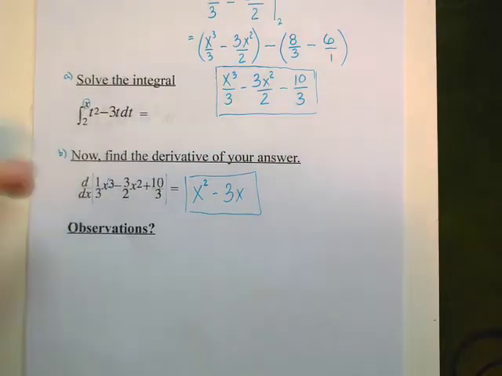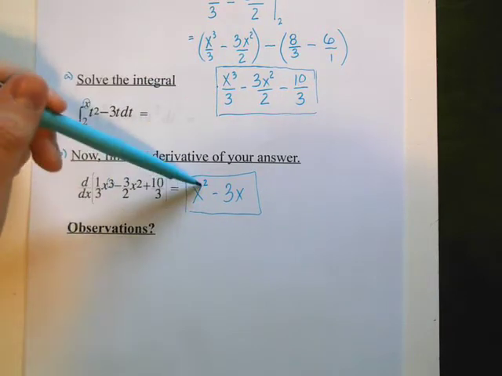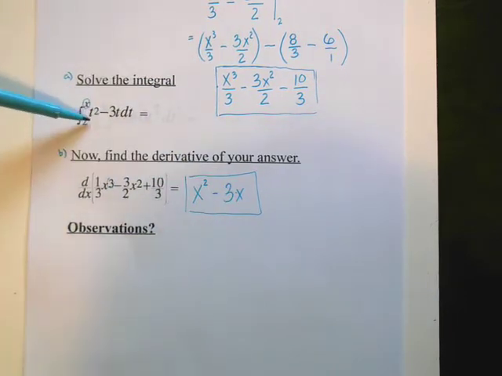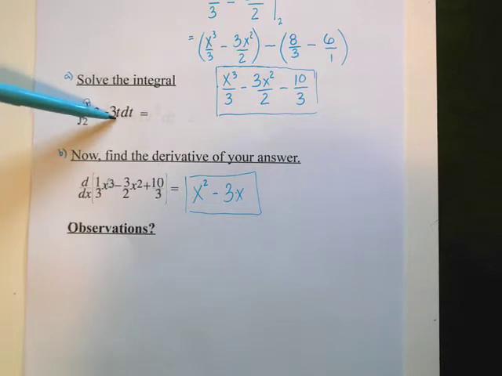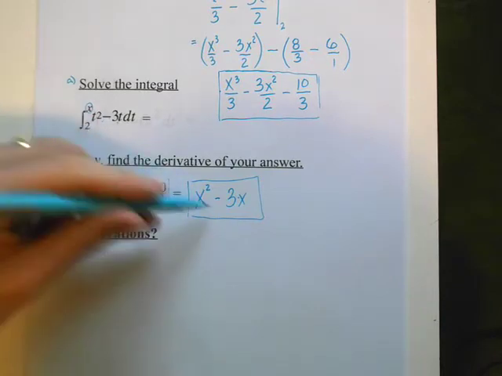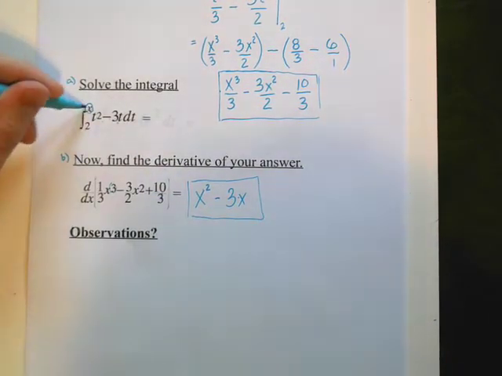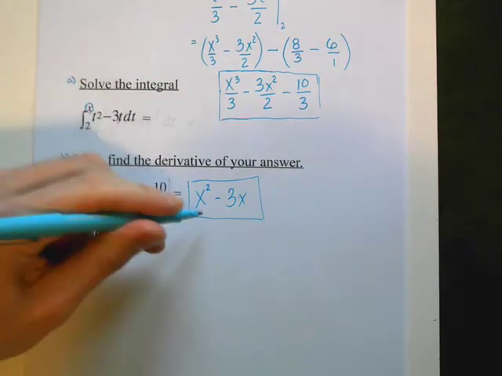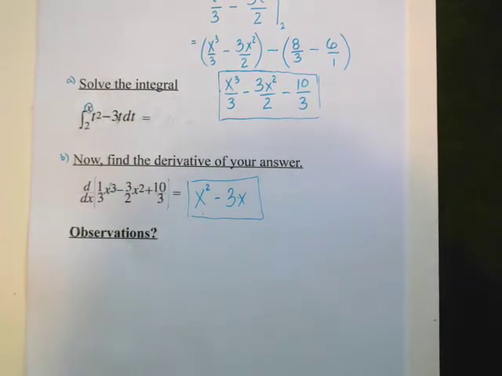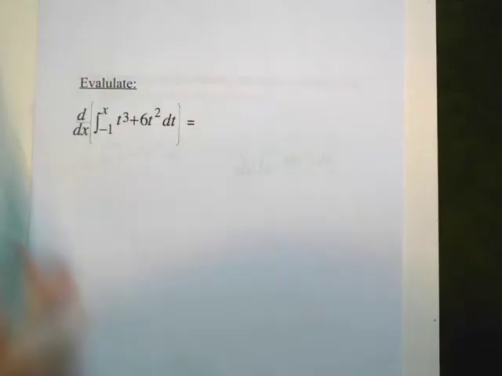So what are our observations? If we take the derivative of this answer, we get x squared minus 3x. Well, let's look at what we started with, t squared minus 3t. Hopefully you're noticing that it is the same thing. It's just we swapped out the variables. So we took this x, and we plugged it here and plugged it here, and got the same thing as our derivative.